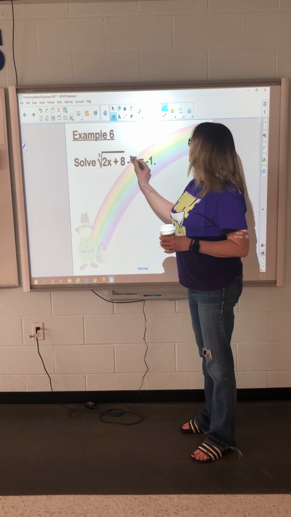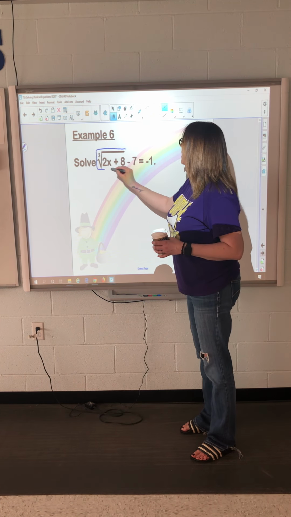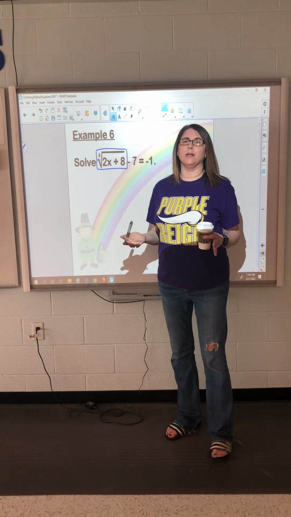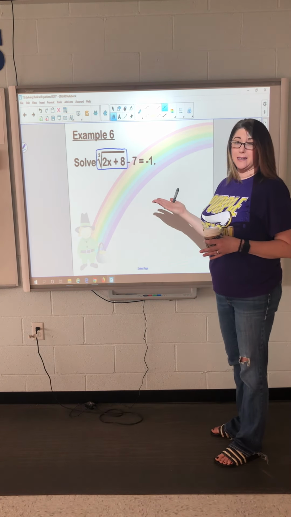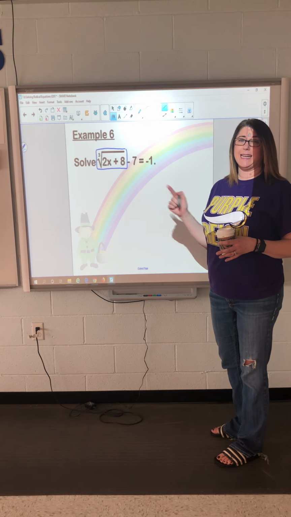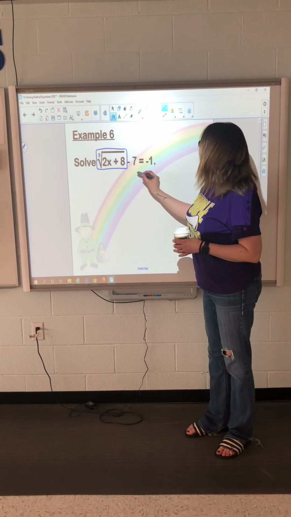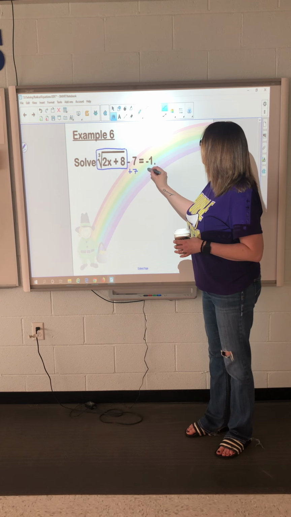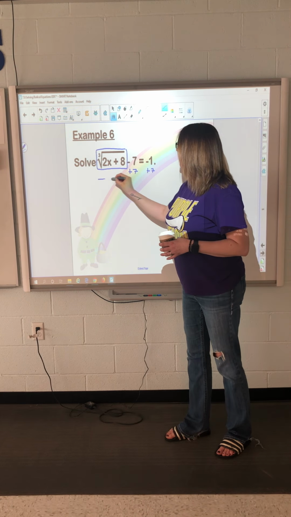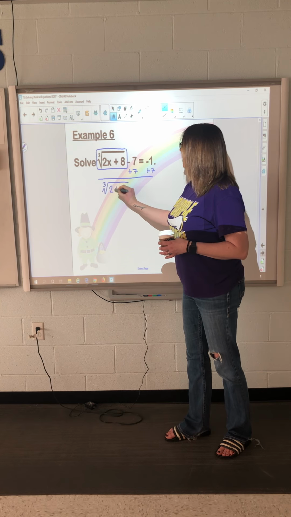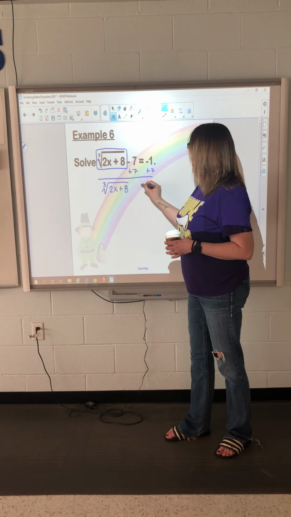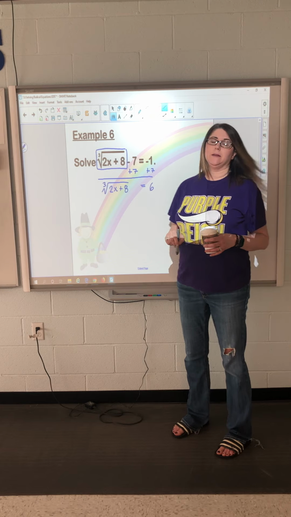Same thing here. The goal, isolate the radical. So don't worry about what's underneath it. Just worry about the things that are on the same side with it. And I see a minus 7 on the same side with it, and I need to get rid of it. So we're going to add 7 to both sides. So we have the cubed root of 2x plus 8 equals positive 6.